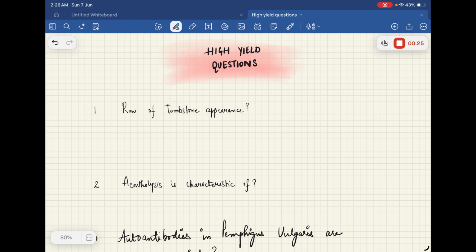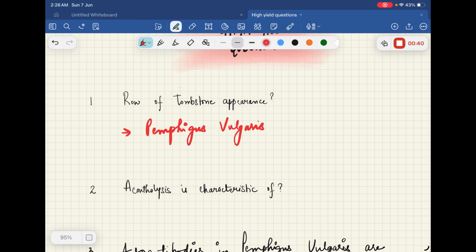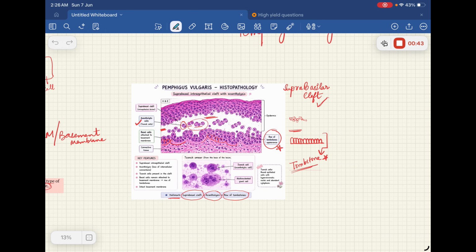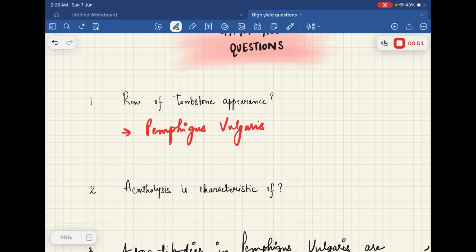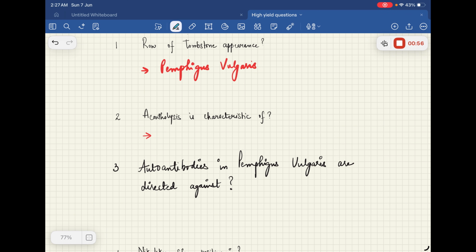The first question that can come is that the row of tombstone appearance can be seen in. The answer is pemphigus vulgaris. Remember, in the previous lecture we discussed the row of tombstone appearance. So the answer is pemphigus vulgaris. Next, acantholysis is a characteristic of. Again, the answer is pemphigus vulgaris.